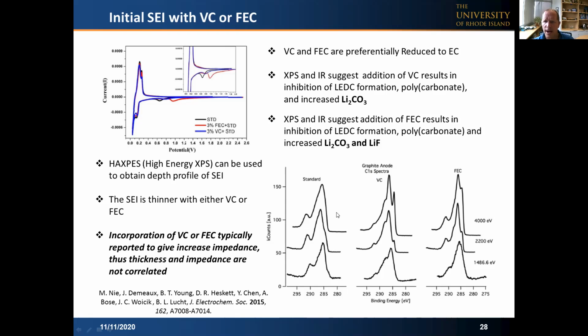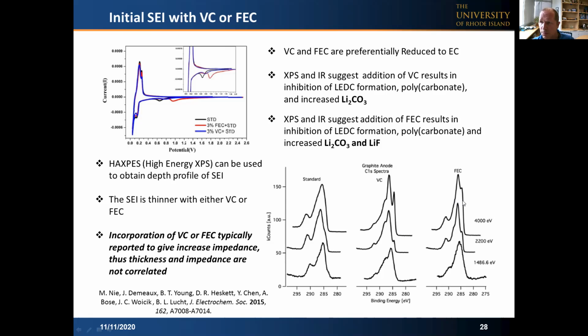And what we saw to our surprise is that in the case of the VC and the FEC, we utilized HAXPES, which is high energy X-ray photoelectron spectroscopy. In this case, we use higher energy irradiation, which goes deeper into the sample. And what we see with the standard electrolyte is that at all three different energies, we see basically the same spectrum. What that tells us is that the SEI is thicker than the greatest depth of penetration of the HAXPES. However, in the case of VC, what we start to see at higher energies is the peak for graphite itself. This is the carbon spectrum. And we see the same thing in FEC, though not quite as much.